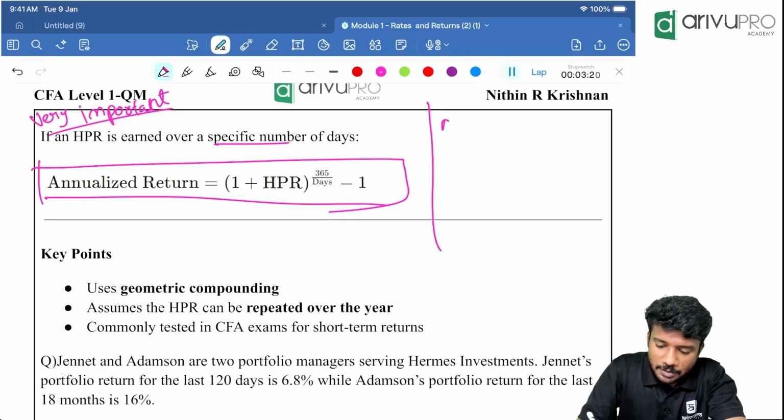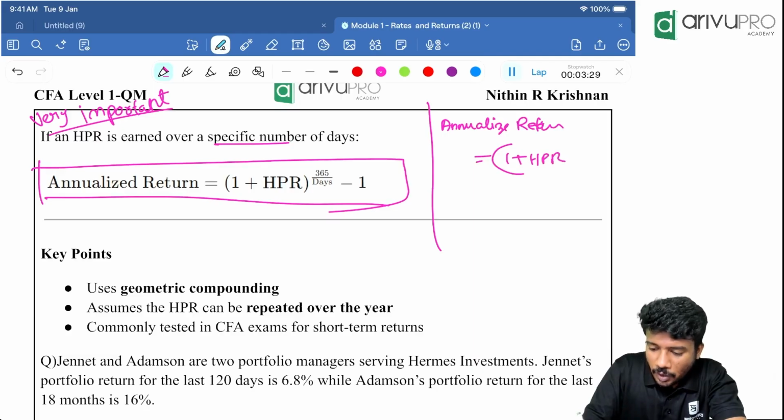The equation for annualized return with respect to months would have been 1 plus HPR, the whole raised to what? How many months in total are there? 12 divided by months, minus 1.